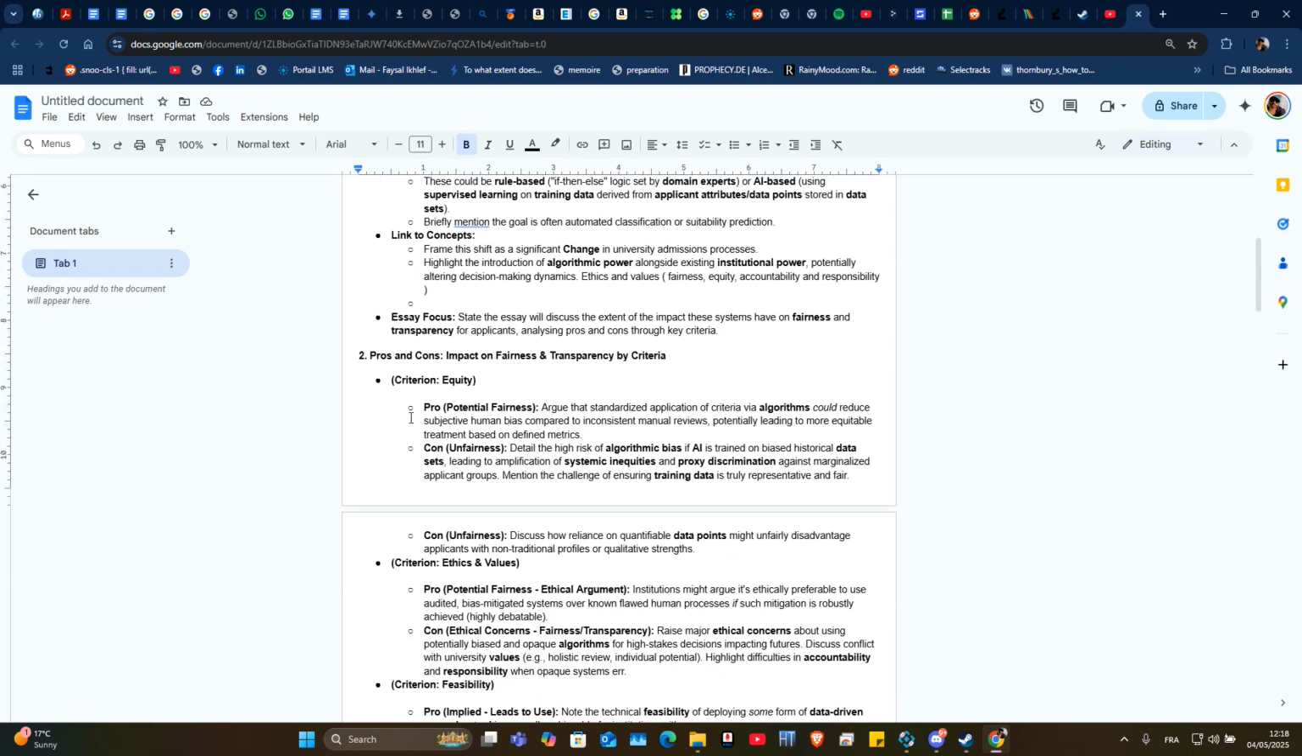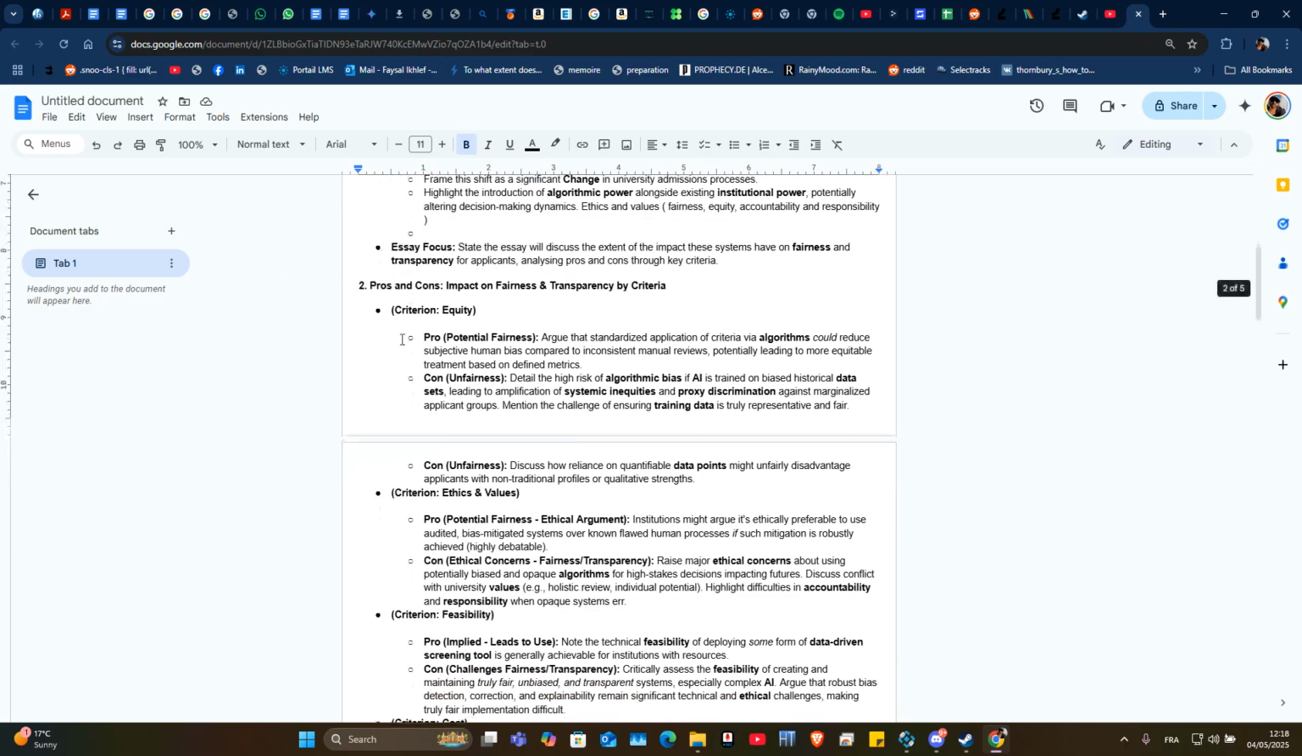So now, please use headings, by the way, I forgot to mention this. Use headings. Avoid writing a wall of text. Use headings to separate the pros from the cons, the equity from ethics and values, for example. So, this is how it should look. As an examiner, I want to see this written like this. Pros and cons, impact on fairness, transparency by criterion. So it means I'm going to start with the criterion of equity.